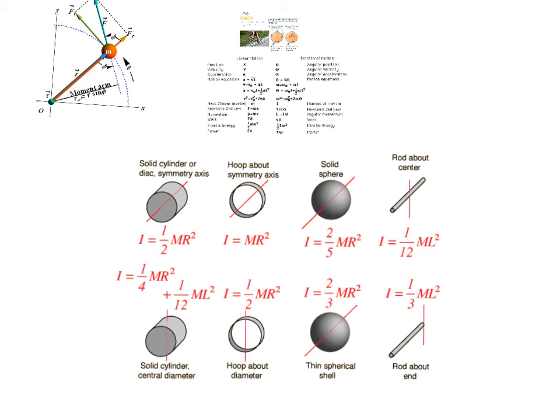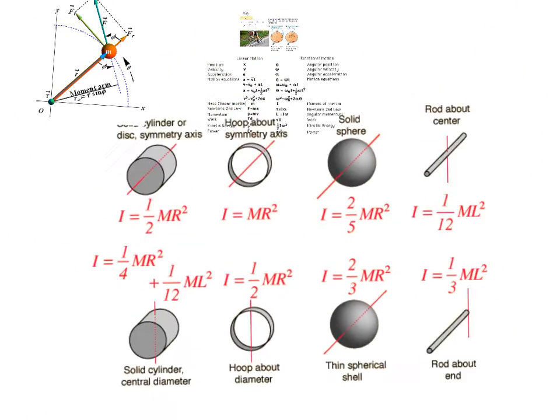But such an object is pretty unrealistic. All real objects are made up of solid material that is itself composed of countless atoms. To calculate the moment of inertia of even a simple object requires integral calculus and is beyond the scope of what we're doing in this course. So a short list then of common moments of inertia is given here.